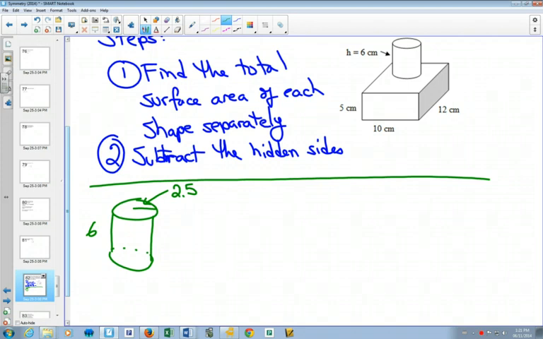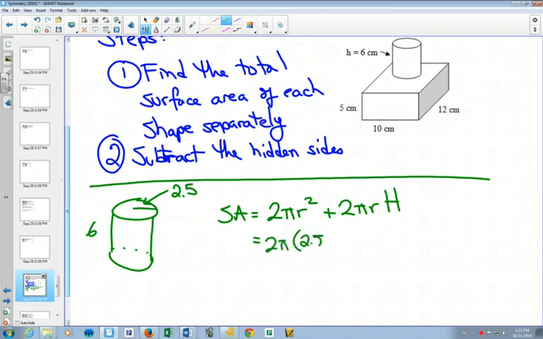So we know that. Now we go to our formula sheet, and our formula sheet says the surface area of a cylinder is 2 pi r squared plus 2 pi r h. I think your formula sheet uses a capital H. So now you just have to plug in the numbers. Radius is 2.5. That would get squared. Plus 2 pi. Radius is 2.5. And our height is 6.